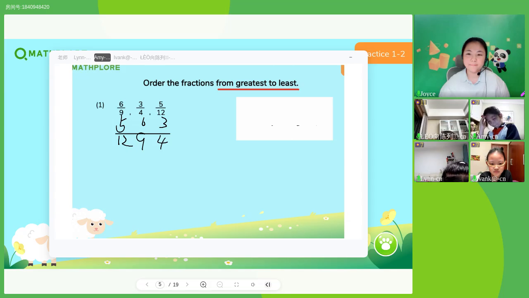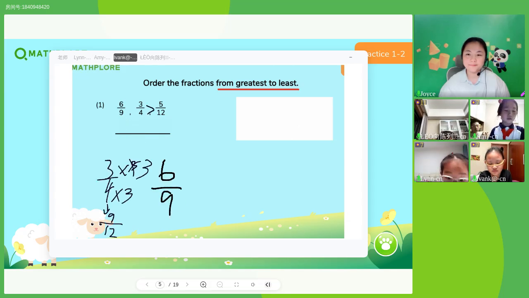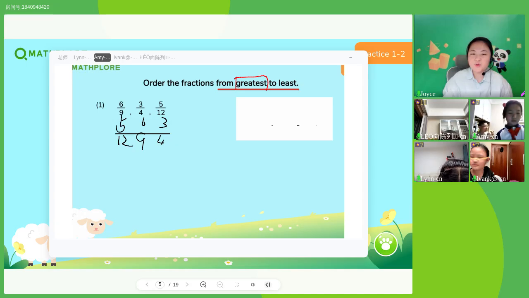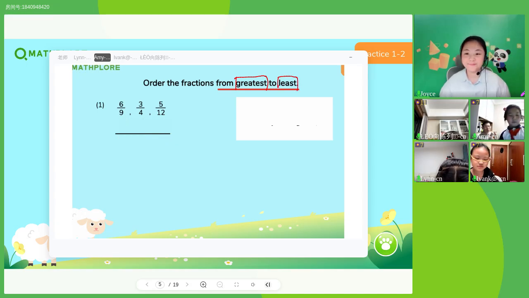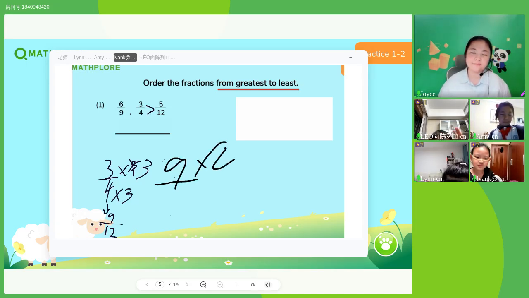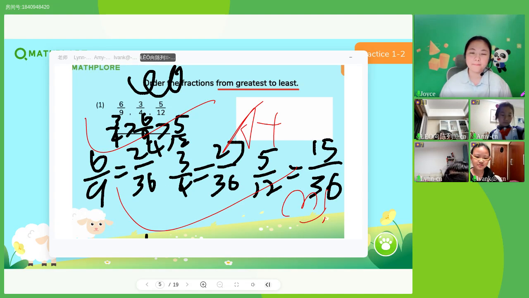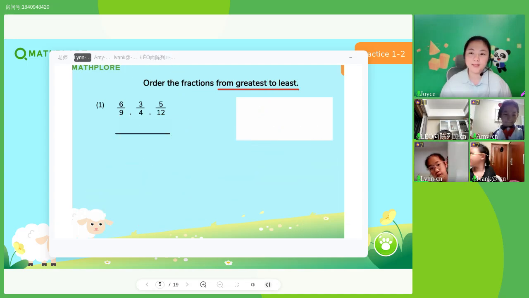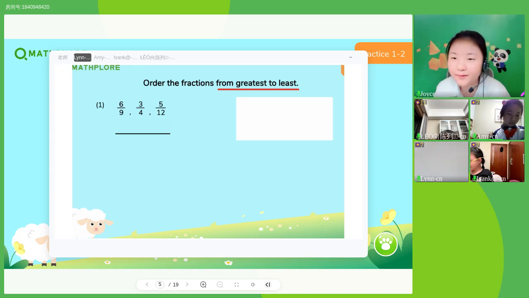Amy, from the biggest to the smallest. Okay? From the biggest to the smallest. And we use the greater than symbol to link them. Okay, time's up.